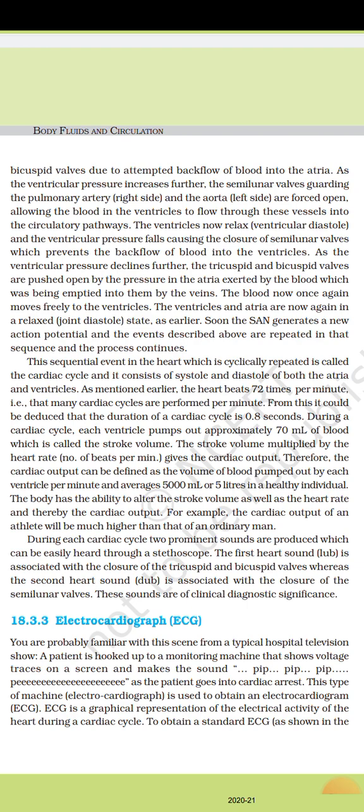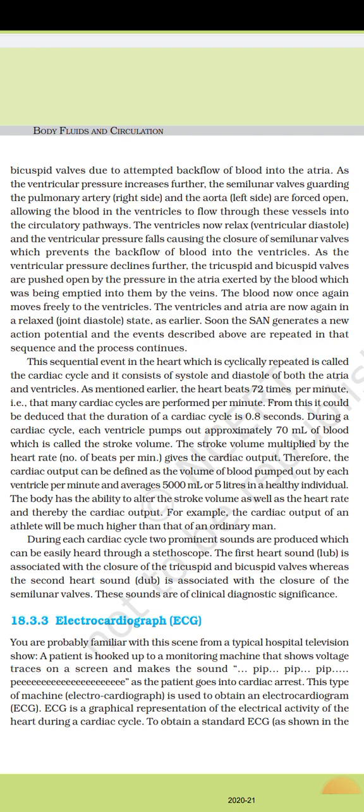The atria and ventricles are now again in relaxed joint diastole status as earlier. Soon the SA node can generate a new action potential and the events described above are repeated in that sequence and the process continues. This sequential event in the heart, which is cyclically repeated, is called cardiac cycle and consists of systole and diastole of both the atria and ventricles.